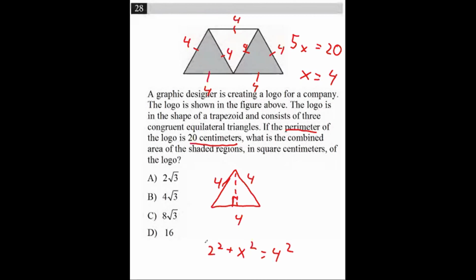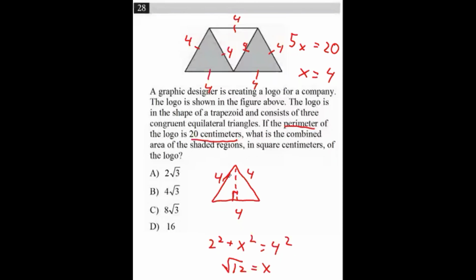And then that gets us 2 squared is 4 and 4 squared is 16. So we have 16 minus 4 is 12. So 12 equals x squared. So we have root 12 equals x, where x is the height of each triangle. So x would be this. And then now we can simplify. Root 12 is the same thing as root 4 times 3, which is the same thing as 2 root 3. And then so our height is 2 root 3.